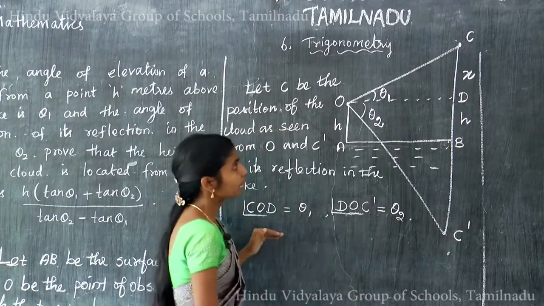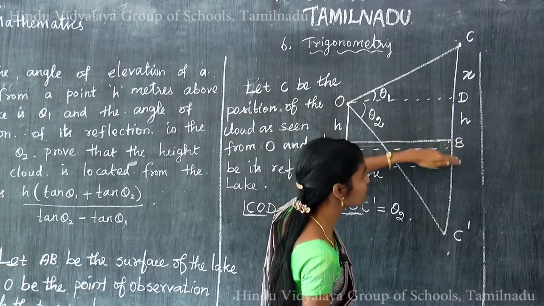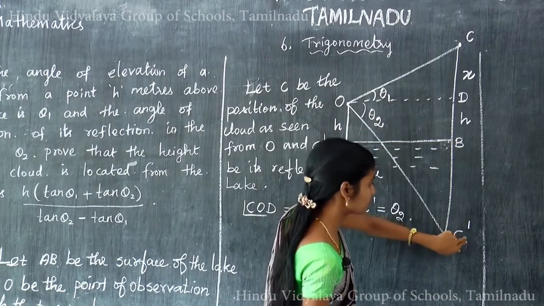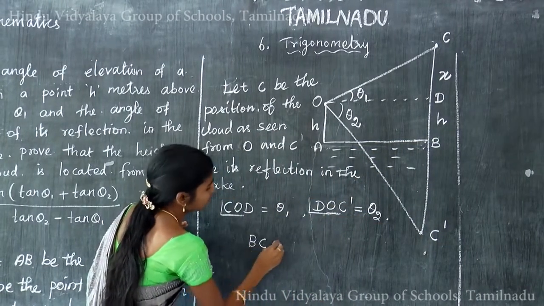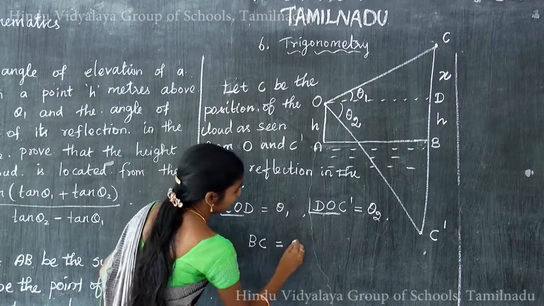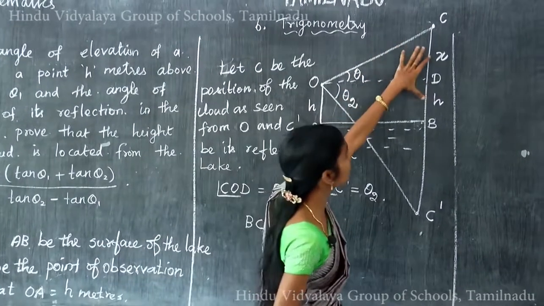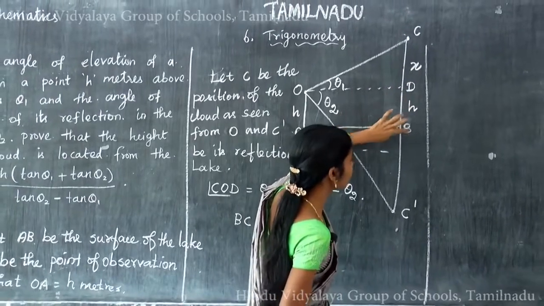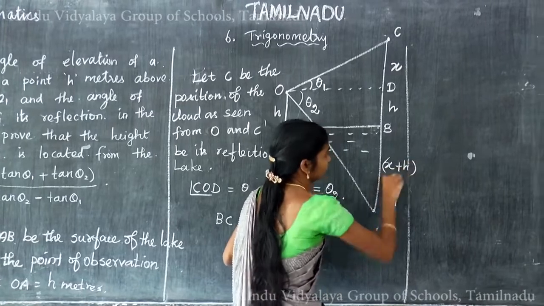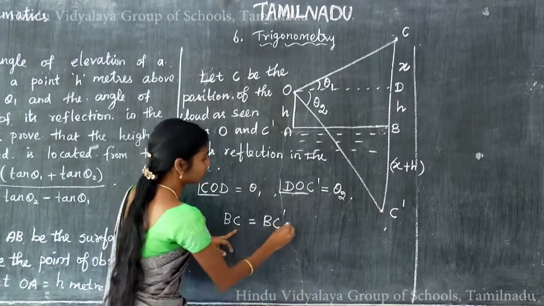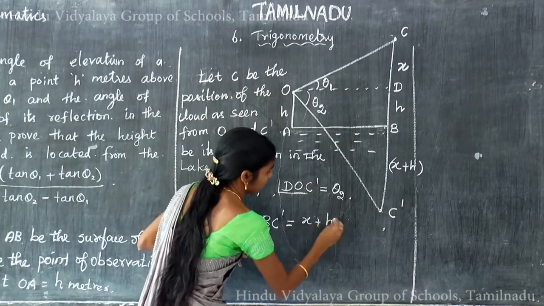We know the height of the cloud from the surface of the lake is equal to its reflection in the lake, that is BC is equal to BC dash. So the length BC is x plus h, so BC dash is also x plus h. So BC is equal to BC dash is equal to x plus h.